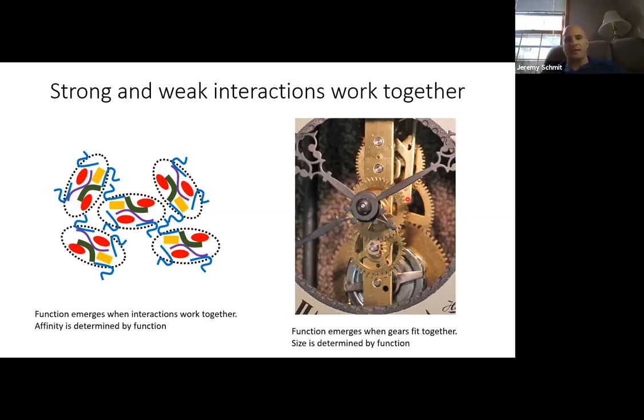And this is exactly what's going on in a condensate too. You need your strong interactions and you need your weak interactions. And it's the way that they work together and they fit together that allows functionality to emerge in these types of situations.